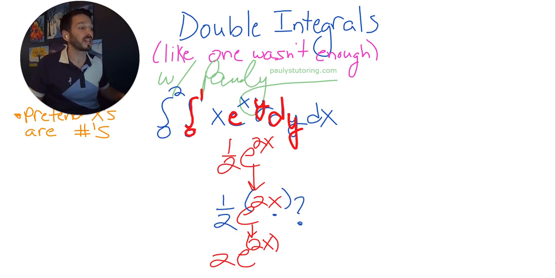So let's differentiate it now. Let's differentiate the 1/2 e to the 2x. So that'll be 1/2 e to the 2x times 2. They cancel out, and I'm left with the 1 that I was hoping for.